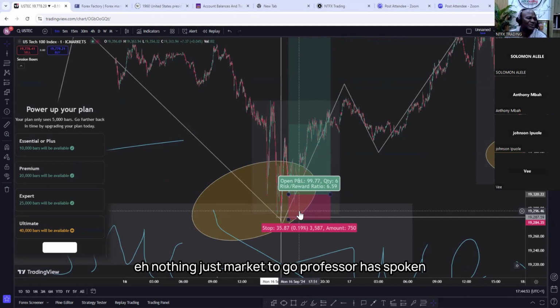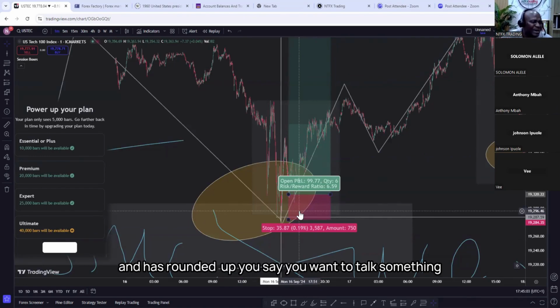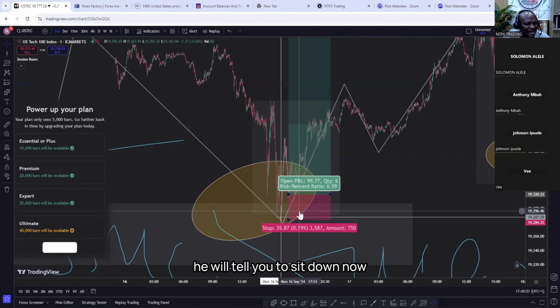Professor has spoken. Continue. We are in a gathering. All the professors have spoken. Then an undergraduate said he wants to talk something. What do you want to talk? Your professor doesn't speak, don't round up. You say you want to talk something. We will tell you to sit down now. What do you want to talk? We pass to the professor again.